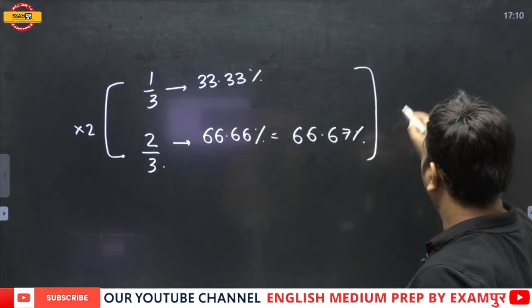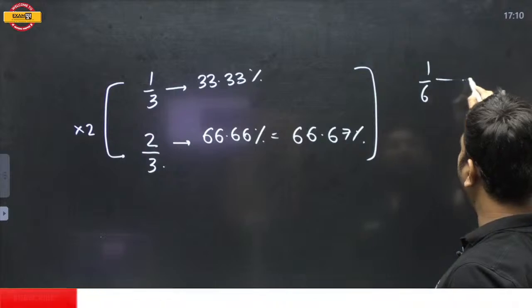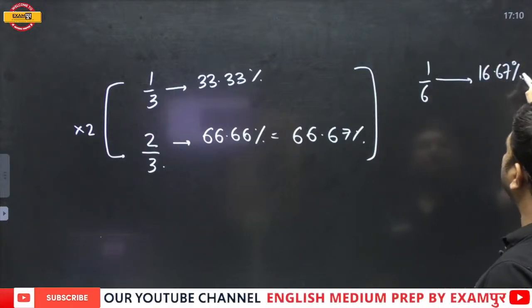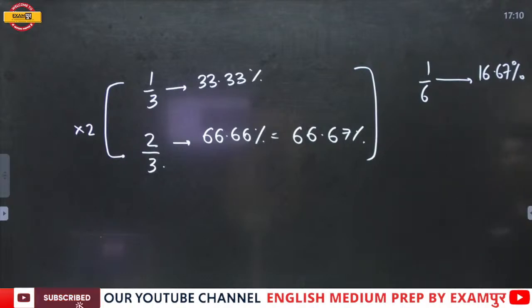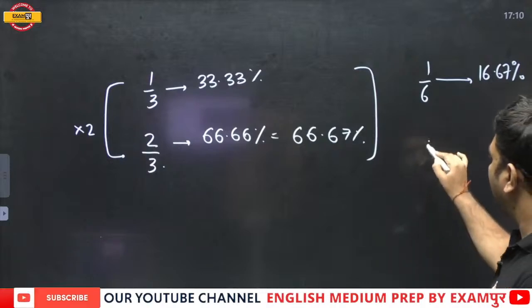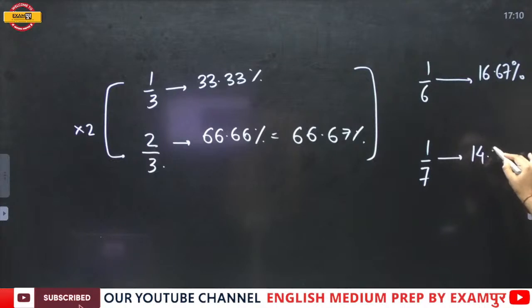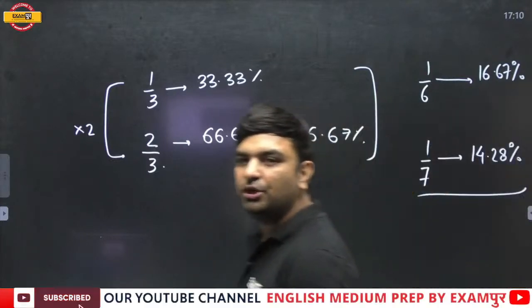Now guys, 1 by 6. 1 by 6 is 16.67%, and 1 by 7 is 14.28%.